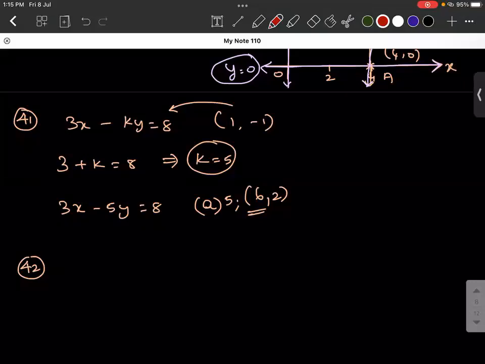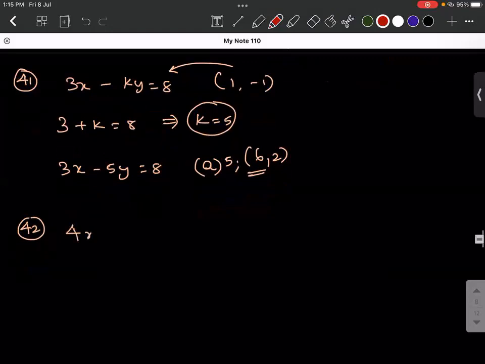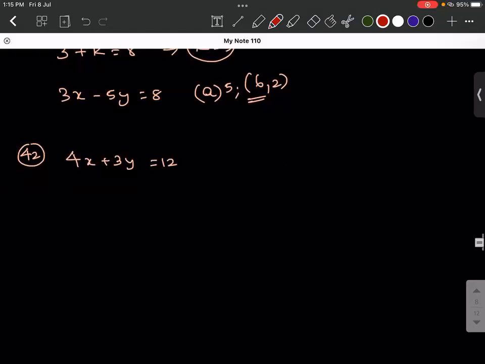If the graph of the equation 4x plus 3y is equal to 12 cuts the coordinate axis at A and B, then the hypotenuse of the right angle triangle AOB is of length... I want you to think and draw the graph for it.